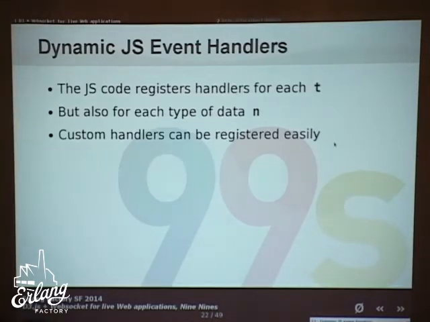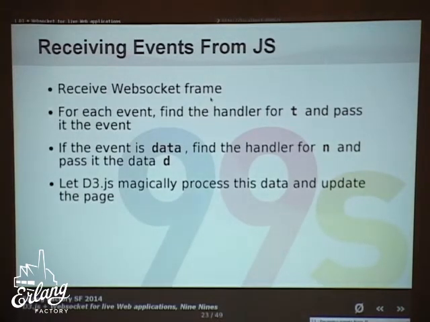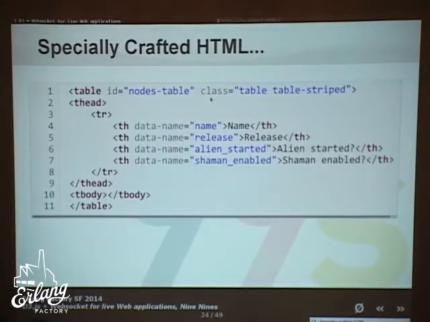Then, of course, I need some code to interpret this data. So on the JavaScript side, I simply allow registering handlers to handle not only each type of frame, but also each type of data. And every time I receive frames, for each event I have, I simply dispatch to the correct handler. So it could be the default handlers, or you could have your own JavaScript to add additional handlers. So for each event, we find the handler for the type, and we pass it the event. If it's data, we have another type of handler that handles the actual data. And then this handler will simply pass it to D3, and we don't have to do anything to update the page.